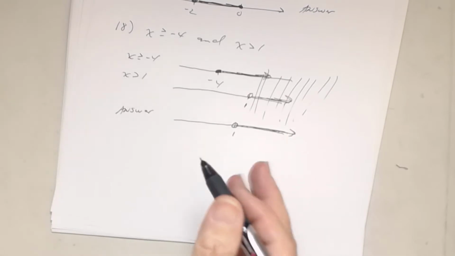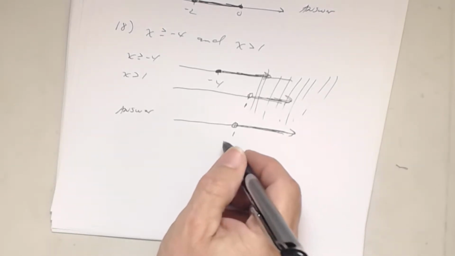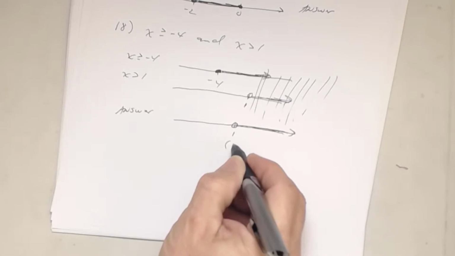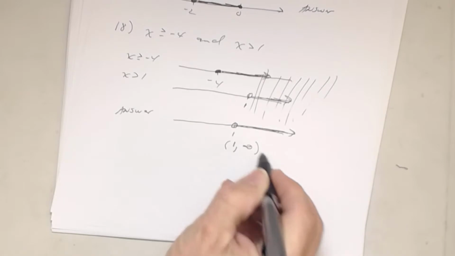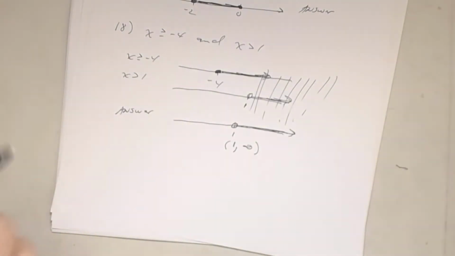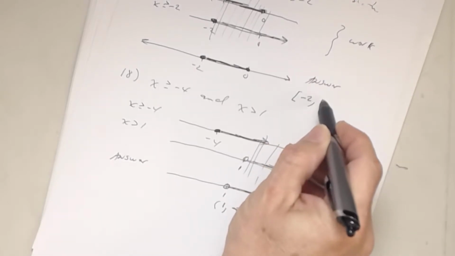Now, as an interval in interval notation, what would that look like? Because I think I asked for the interval as well. Parentheses, 1, comma, infinity, parentheses. Okay, over here, what would be the interval notation? Bracket, -2, comma, 0 with a bracket. That part, in terms of the interval and the graphs, is on test number 2.